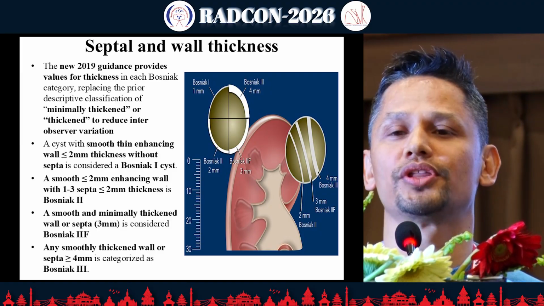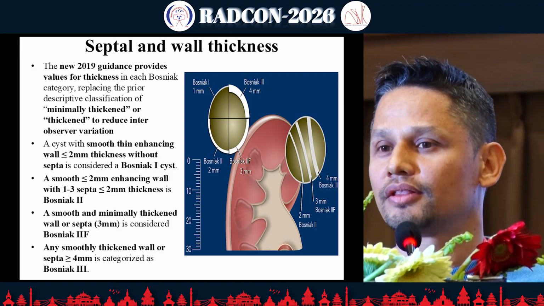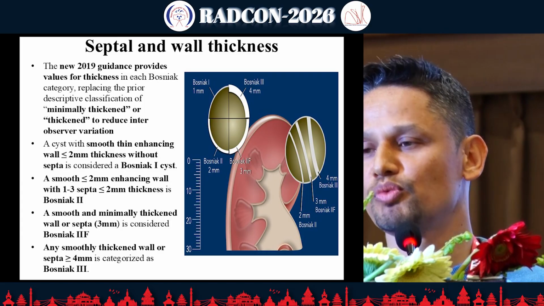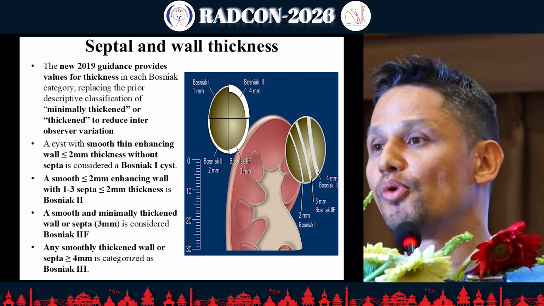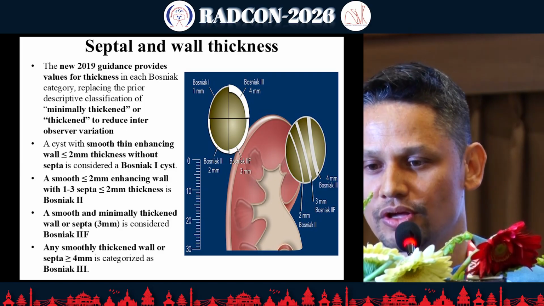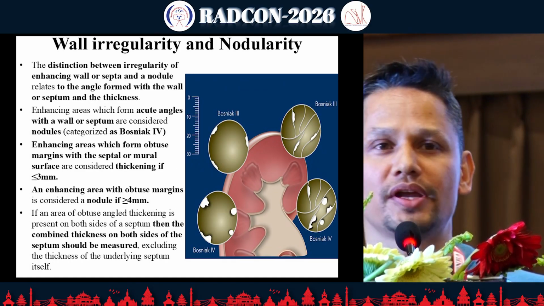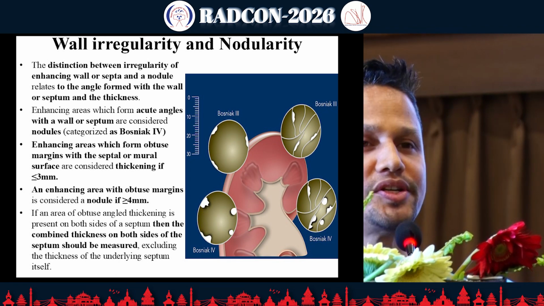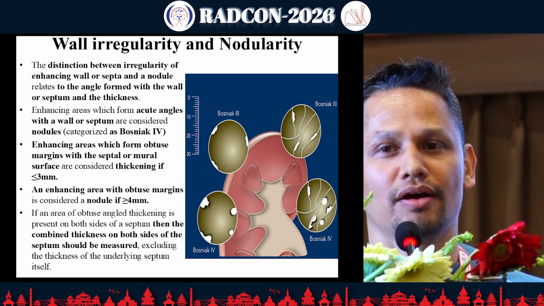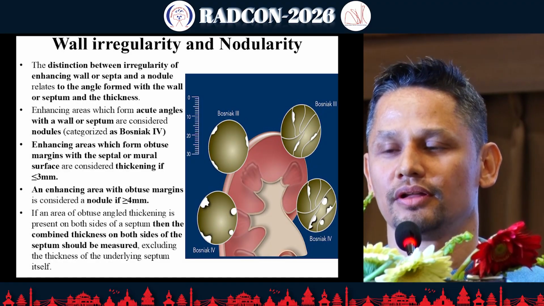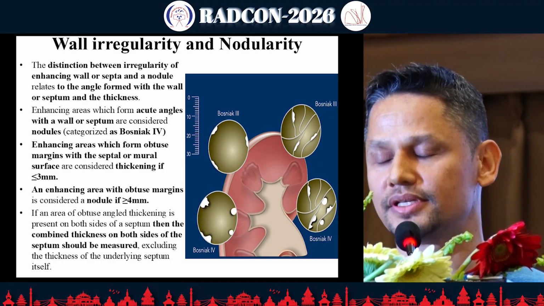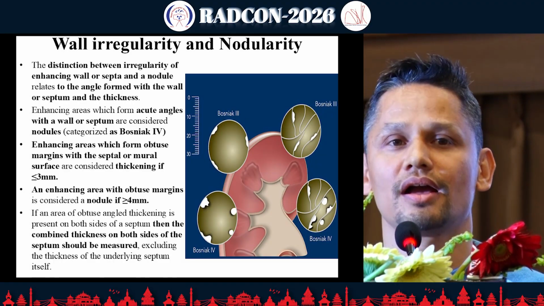And if the septa number is more than or equal to 4 and the thickness of the septa is 3 mm, it is 2F. And any smoothly thickened wall or septa of more than or equal to 4 mm is classified as class 3. The next is wall irregularity and nodule. It is very important to differentiate between wall irregularity and nodule. Any size of lesion that has an acute angle with the septa or the wall is considered a nodule. And if it enhances, then it is categorized as class 4.